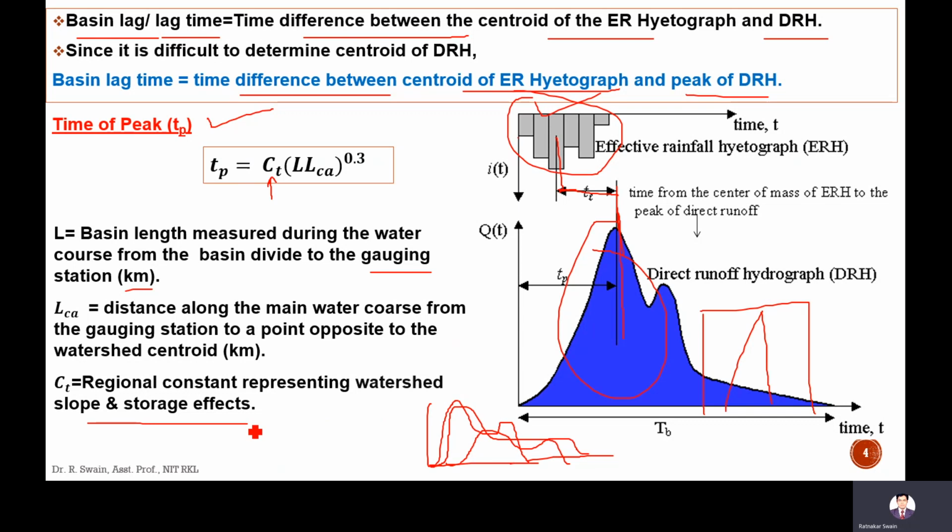So here the modification, as I told, is done for applying this formula in any other catchment, like in India, because this equation was developed for USA catchments. In catchments of other countries, the Ct can be modified because Ct is a constant. There is scope to change the value of this Ct.